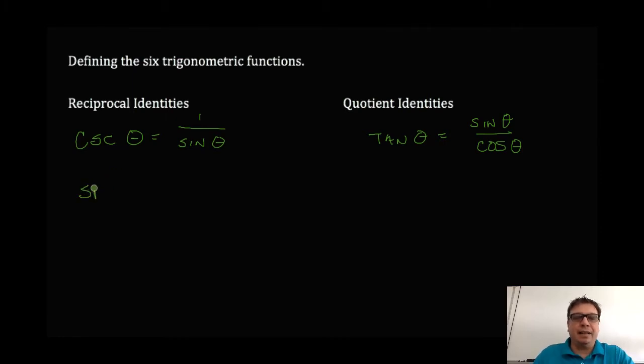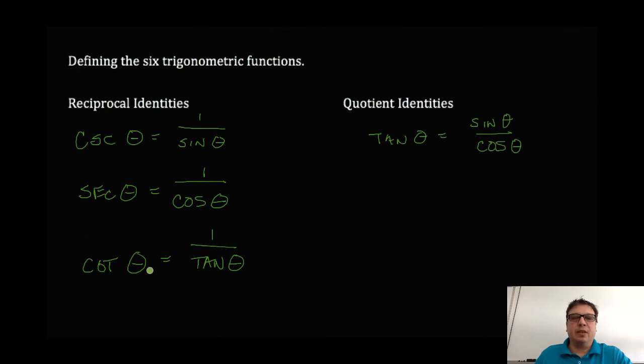And then we have secant of theta. Secant theta is equal to 1 divided by the cosine of theta. Then we have cotangent theta. And cotangent theta is 1 divided by the tangent of theta. So there are 3 reciprocal identities which actually go through and define cosecant, secant, and cotangent. We already have defined sine and cosine in the past. We've also defined tangent in the past as the quotient of sine and cosine. We have one more quotient identity, and that's actually cotangent.